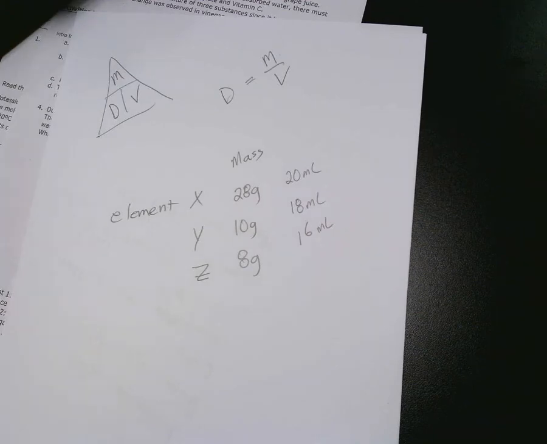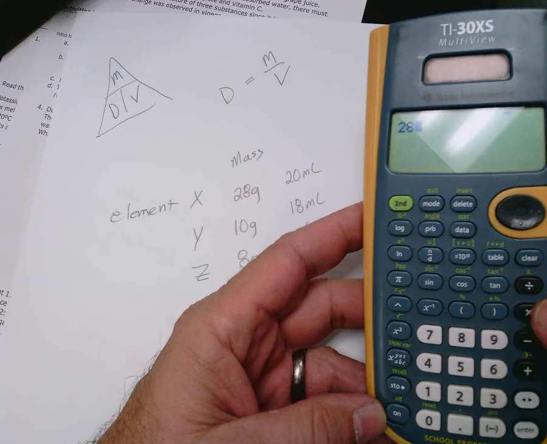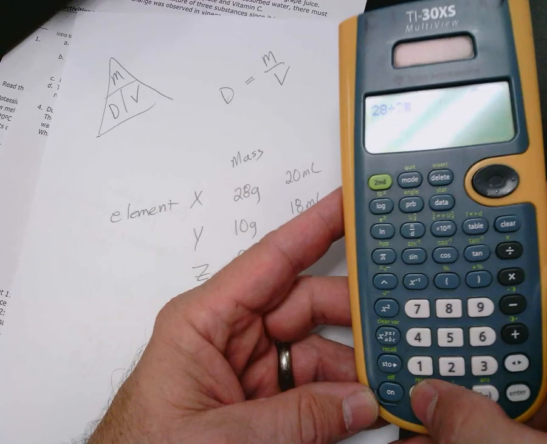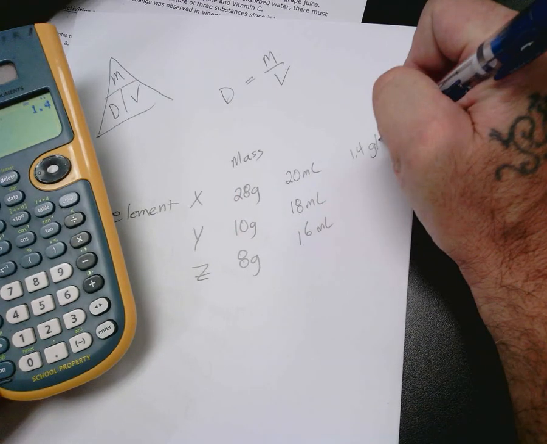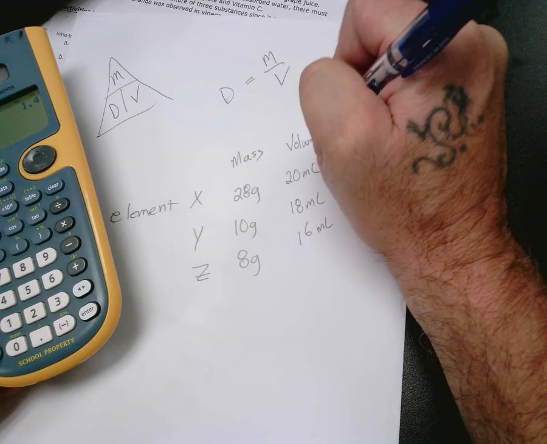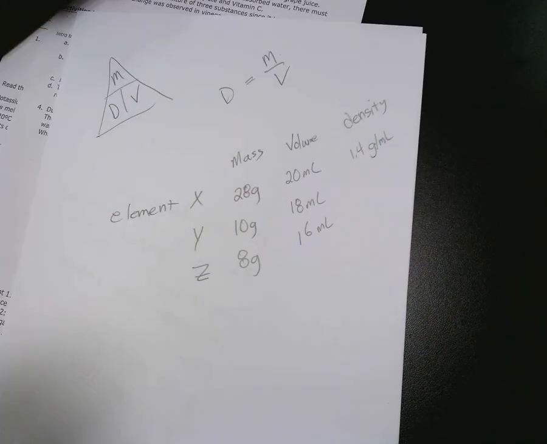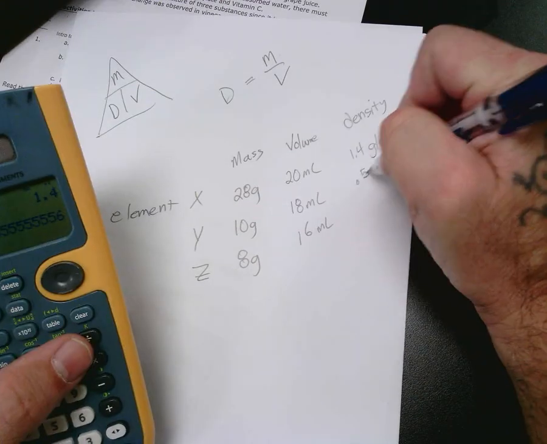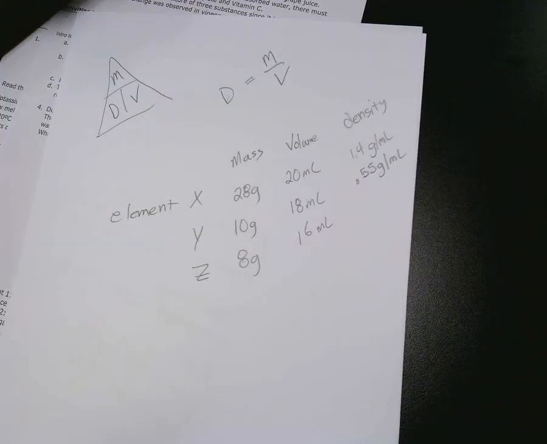28 divided by 20, enter, 1.4 grams per milliliter. So this is a volume and a density. And then 10 divided by 18 is 0.55 grams per milliliter. And then 8 divided by 16 is 0.5 grams per milliliter.